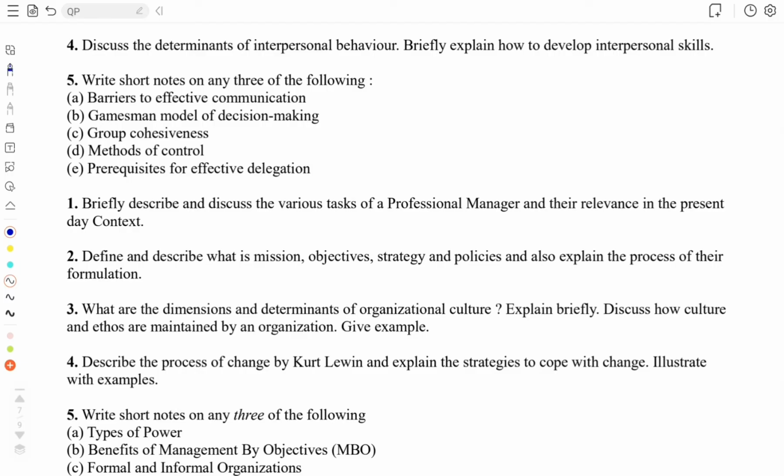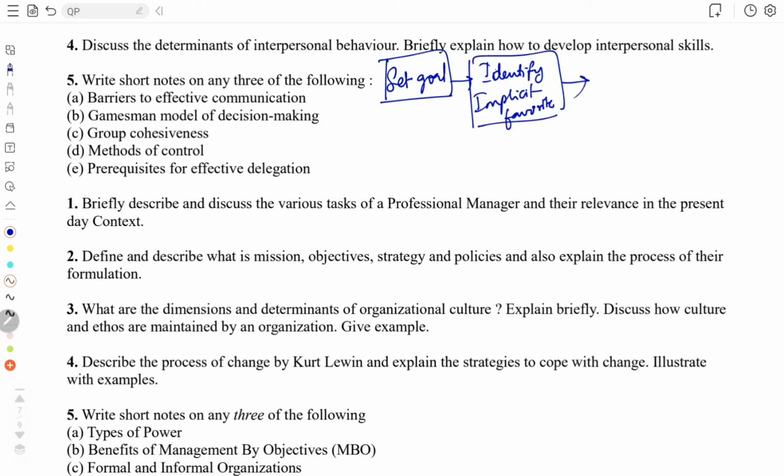You can draw this entire decision making process in a graphical way. The first will be to set the goal, in our case buying the phone. Then we will identify the implicit favorite, in our case iPhone. Now we will compare and rank all the alternatives. That is, we have our iPhone here, Redmi, Oppo, Samsung or Vivo, everything. We have identified all the alternatives.